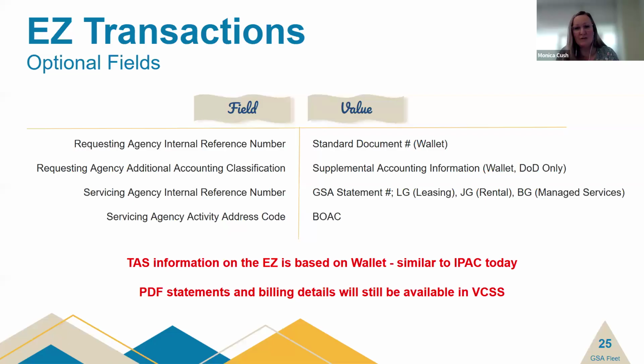Again, I wanted to reiterate, I know Megan mentioned this before, that the PDF statements and billing details will still be available in VCSS. And also again, to reiterate, that 7600 Easy record should look very similar to how IPAC is processed today, as well as the number of fields that you see.